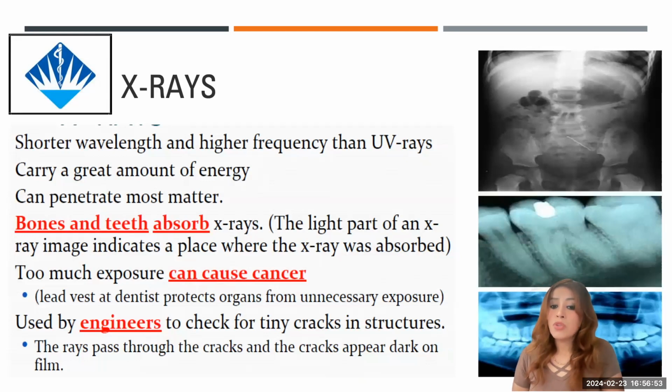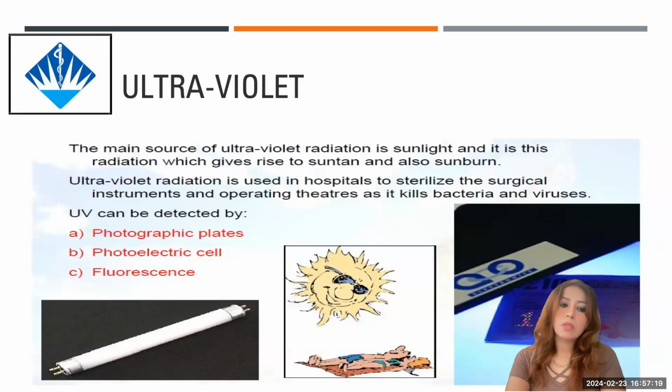It can also be used by engineers to check for tiny cracks in a structure. For example, the rays pass through the cracks and the cracks appear dark on the film. As you know, it is used in Röntgen and computed tomography procedures, which we will talk about in our following courses. We will talk again about X-ray penetration ability and which tissues absorb more X-ray.